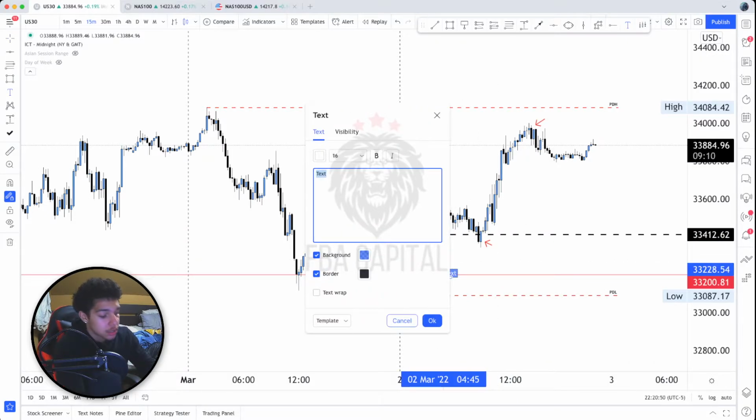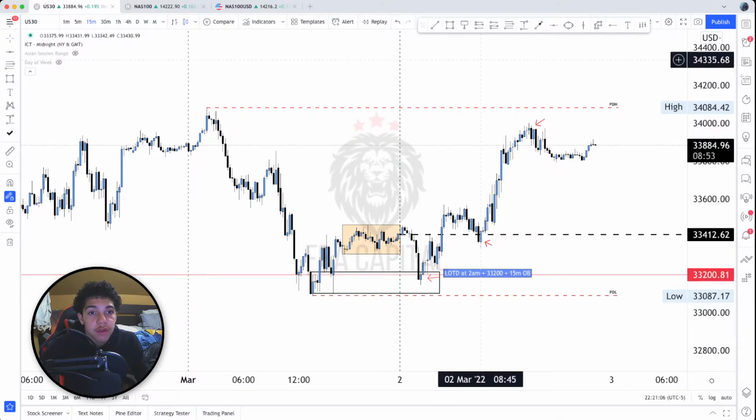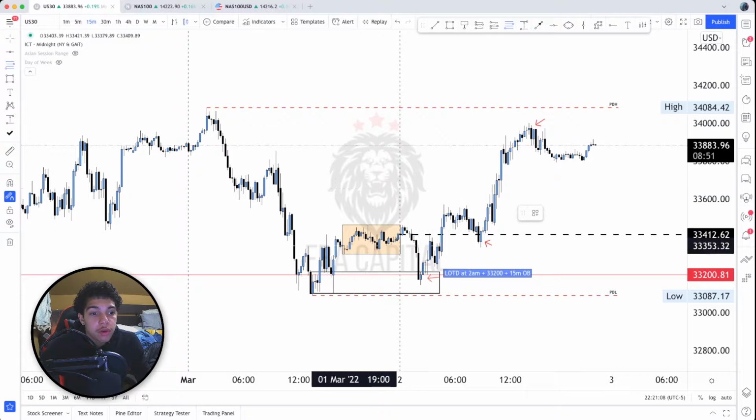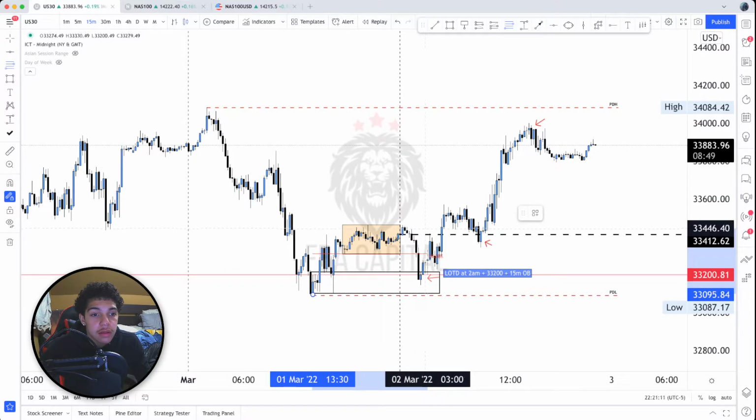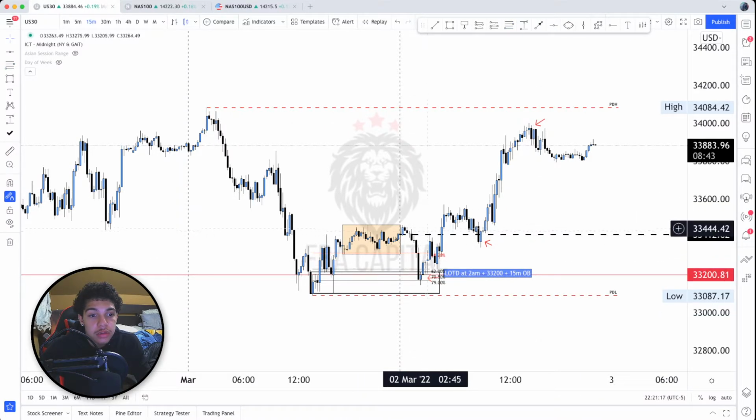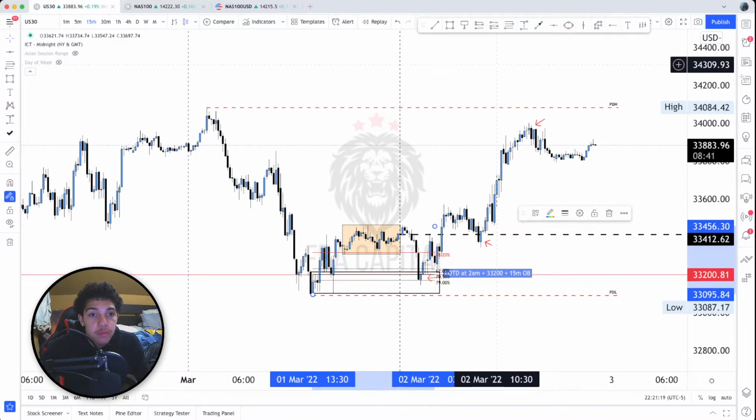So let's annotate all of this. We had the low of the day at 2 a.m. at 33,200, plus we also had that 15-minute bullish order block. Now, I'm pretty sure there's also another confirmation, such as if I were to pull my fib from this low to this high, right up here, and by this high, I mean this one right here, I think it will be a fib. Yes, it is. So just like this, you also have this fib move from here too.